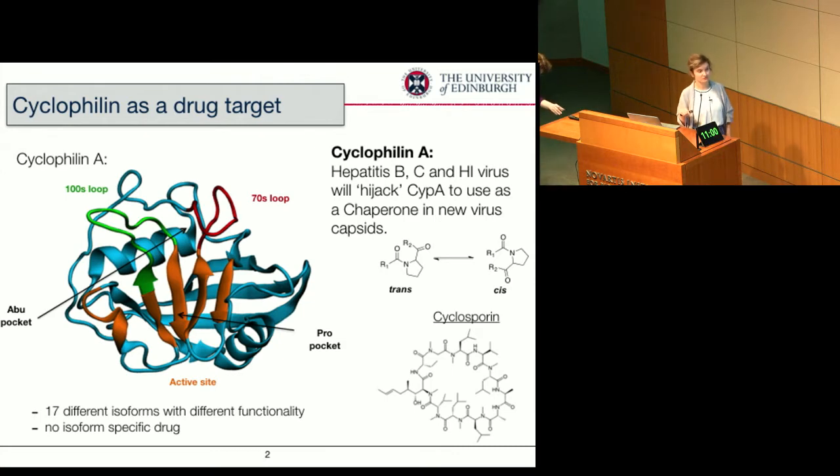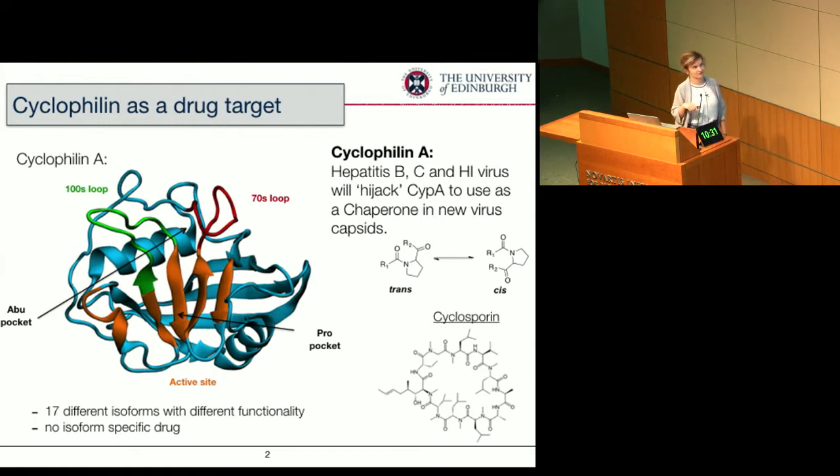Cyclophilin is also an enzyme and actually catalyzes the cis-trans isomerization of proline. And there is an available drug out there, cyclosporin, but the problem with it is that there are 17 different isoforms of cyclophilin, and cyclosporin is not isoform selective. So what we're particularly interested in is trying to specifically target cyclophilin A by exploring loop motions of this 100s loop.